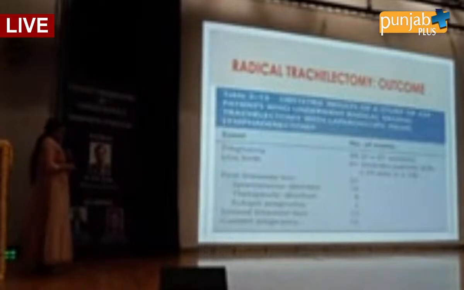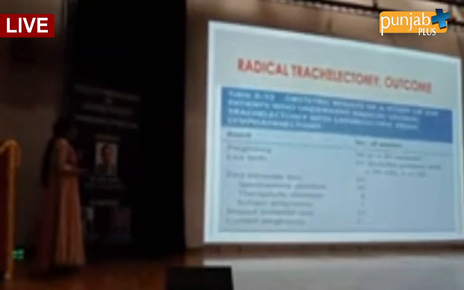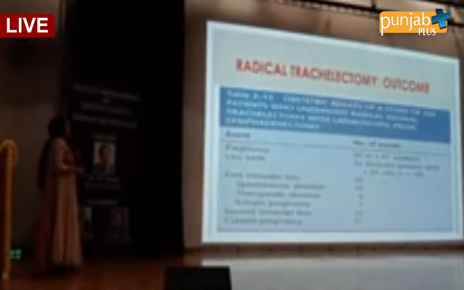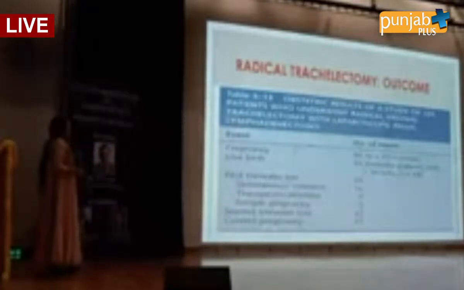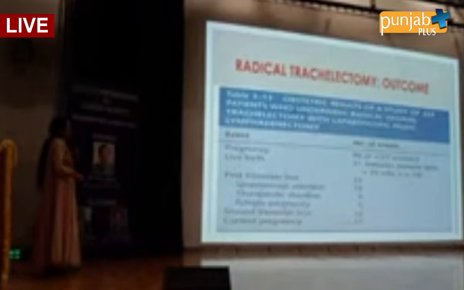And this is the data which I got from D. Saya, that is the very good book in gynae oncology. This data shows that there were 96 women who had undergone radical vaginal trachelectomy. 61 became pregnant, and out of those, 51 had 18 patients had preterm birth, and first trimester loss was reported in 22, spontaneous abortion in 60, therapeutic abortion in 5. Second trimester loss was 12, and current pregnancy, which was ongoing at that time of trial, was 11.